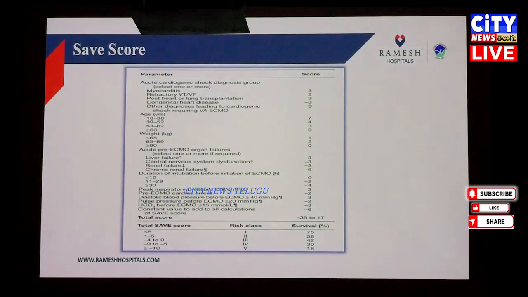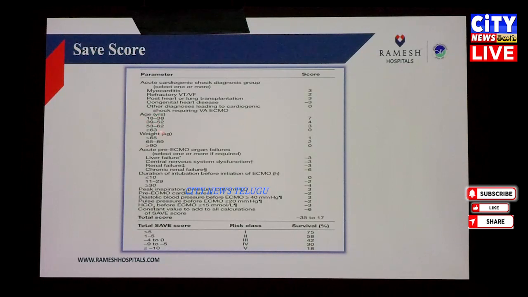Now there is a score called the SAVE score. The SAVE score basically helps you to prognosticate. When you try to put the patient on ECMO, there are certain factors which you go through, and you can roughly predict the survival of this patient if you initiate them on ECMO. Now, what are those factors? What is the cause of the cardiogenic shock?